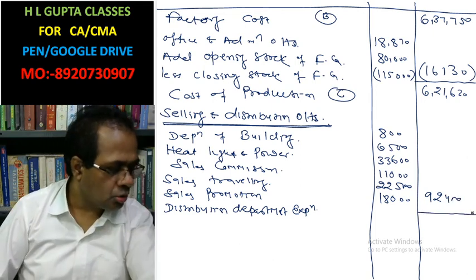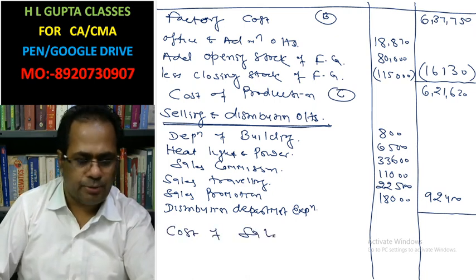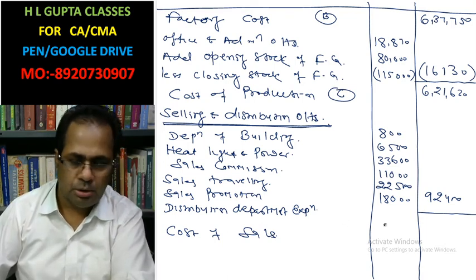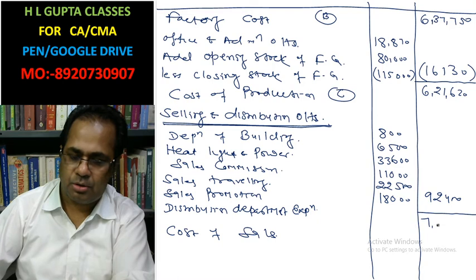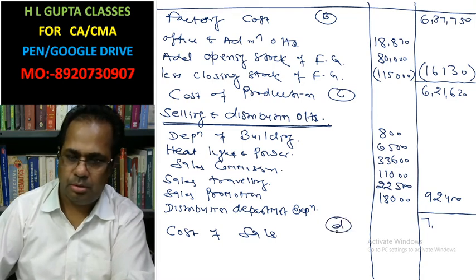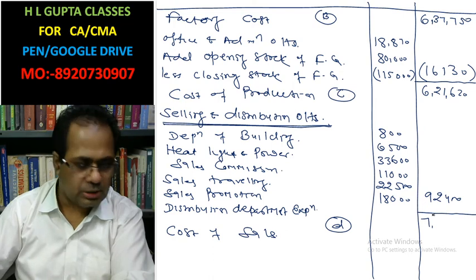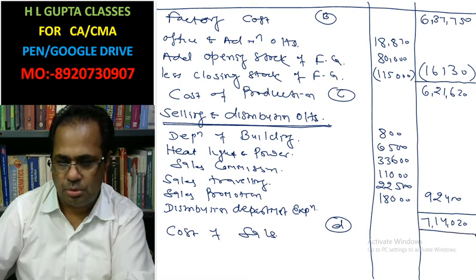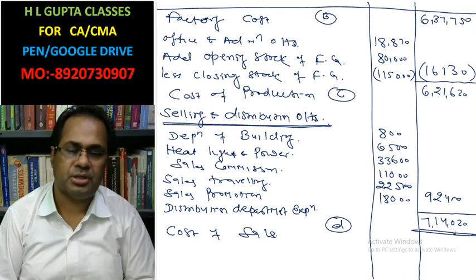Now cost of sales. After adding these two, that is D part. Cost of sale, that is D, 7 lakh 14,020. Now we have to make the profit and loss.